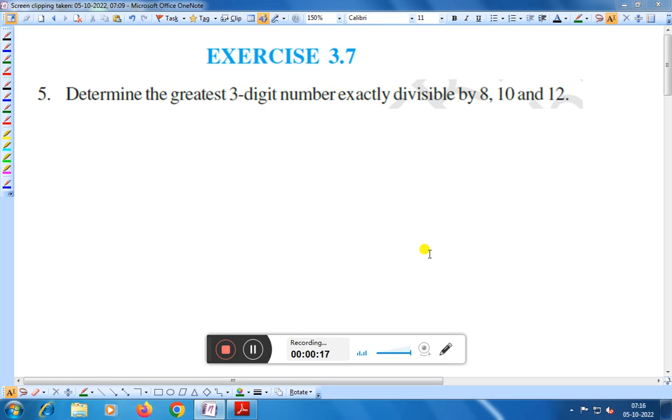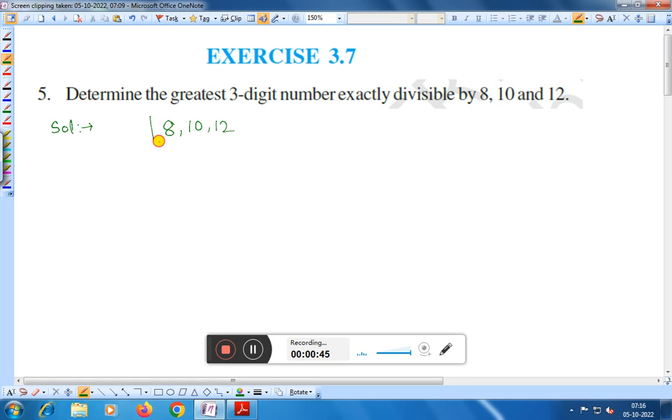That means we have to find first the LCM of 8, 10 and 12. Let us find the LCM of 8, 10 and 12, right? First of all, we'll find the LCM of 8, 10 and 12.